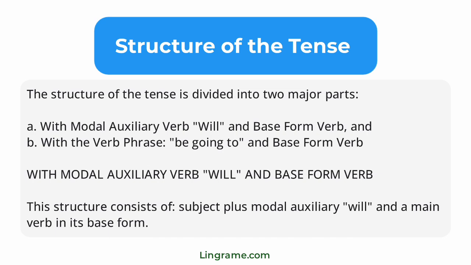The structure of the tense is divided into two major parts. 1. With modal auxiliary verb, will, and base form verb. 2. With the verb phrase, be going to, and base form verb. With modal auxiliary verb, will, and base form verb. This structure consists of subject plus modal auxiliary, will, and a main verb in its base form.